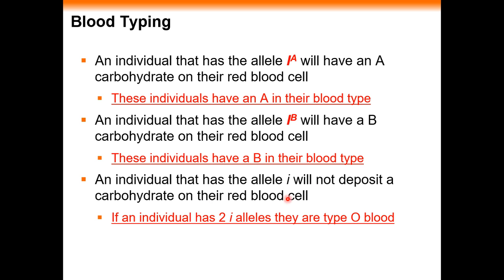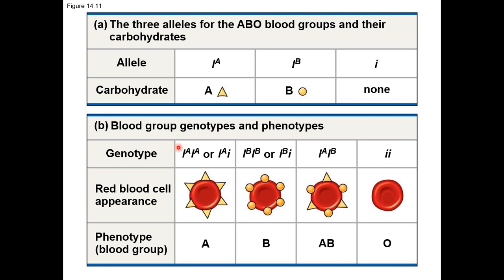If you have this little i, then you're not going to deposit the carbohydrate on your membrane. So if you have 2 little i's, you're type O blood. If you have I capital A and a lowercase i, you're type A blood. So all these different things are how you can get different blood types. If you're type A, you either are this or this. If you're type B, you're either this or this. If you're type AB, you're either this or this. If you're type O, you're definitely this. So that's how it works. There are 3 different alleles, but that can produce 4 different blood types.